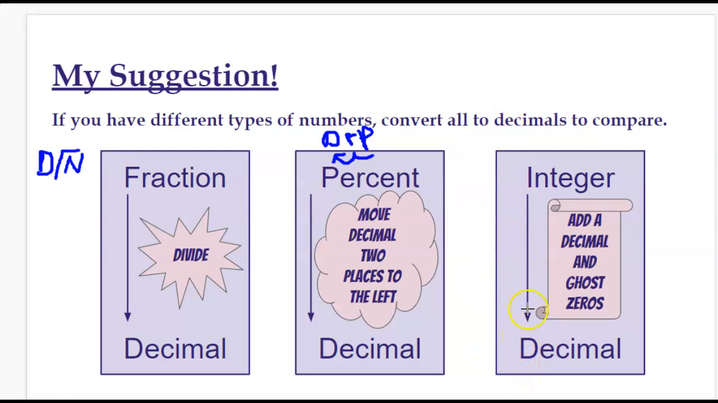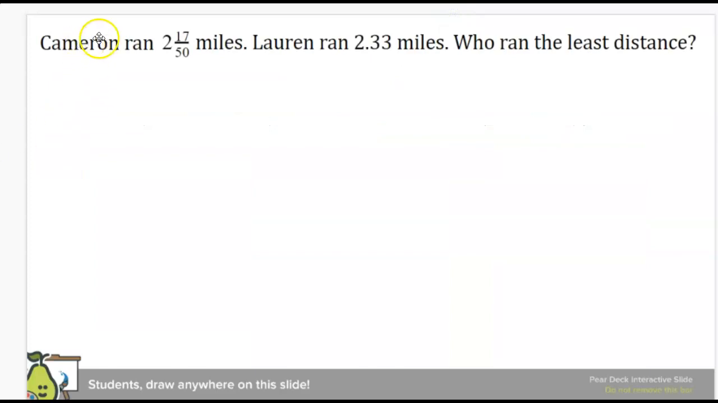And then an integer to a decimal, well, an integer is going to be a negative number. Any negative number is always going to be less than any positive number. So -7 is going to be less than 0. So if you have negative numbers that you're trying to order, just remember that your negative numbers are always less than your positive numbers.